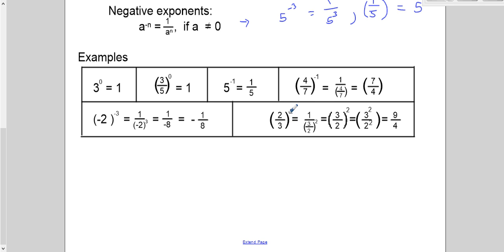If I have 2/3 to the -2nd, again, I have a negative exponent, so I'm going to be taking the reciprocal of 2/3, which is 3/2. Going from our fraction up here, we're going to get 3/2 to the second power. We have to distribute that exponent of 2 to both the 3 and the 2. So we get 3 squared and 2 squared. 3 squared is 9, 2 squared is 4. Our final answer would be 9/4.